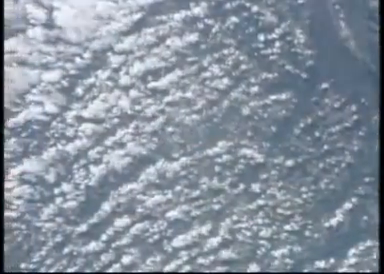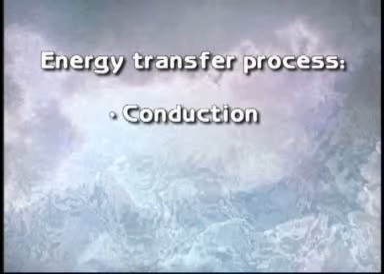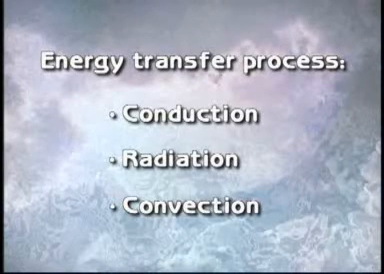Because this heat transfer process is always happening, it keeps our atmosphere from turning too cold and our land surface from getting too hot. Scientists study heat and its conversion into other energy forms. It's important to the study of weather. Our atmosphere is constantly transferring energy. It happens in three ways: through conduction, radiation, and convection.